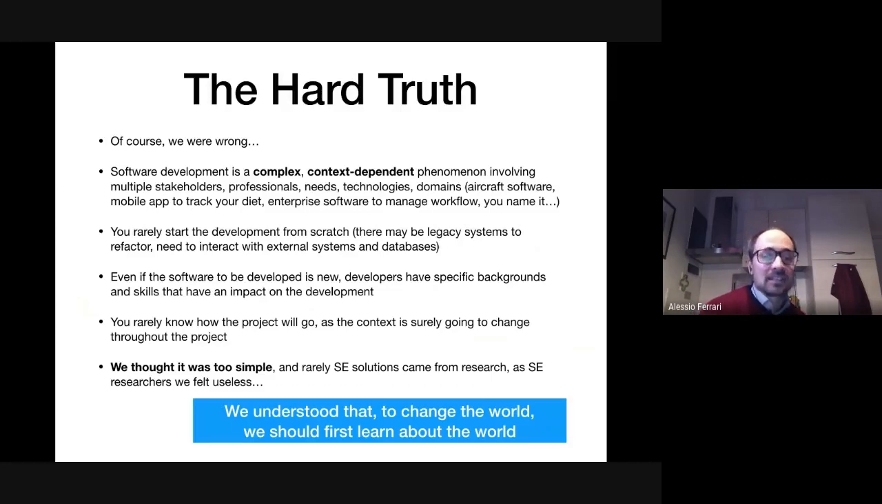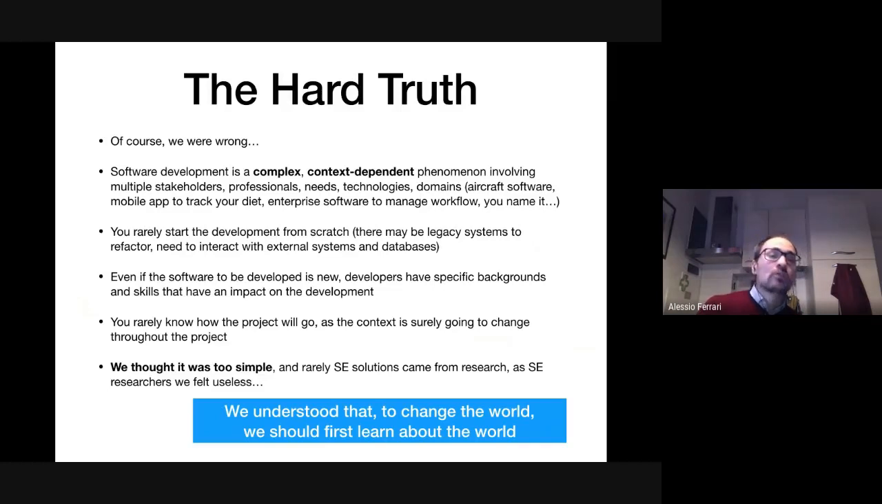And even in the rare cases in which the software to be developed is new, all the developers have specific backgrounds and skills that have an impact on the development. So if you have always been working on web applications, and you get offered a job in a railway company, you have to develop software for the railway company, your background will influence the way you program and the role that you will have, and of course the speed that you will have in developing in the specific context. So these are complexity dimensions that are very personal, very subjective, but have an impact on the whole software development process, and the software engineer who is monitoring this whole process should consider this personal aspect.